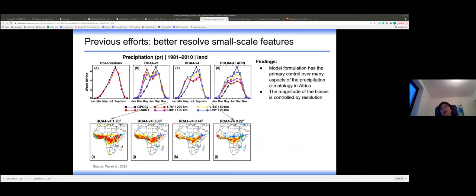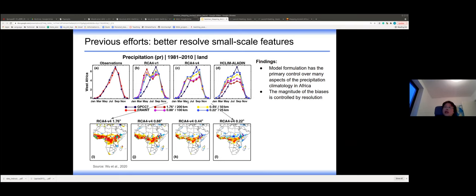But when we compare the models, they generally present a strong bias in the rainy season onset. And actually, this is a similar finding as the previous study in our previous slide. It has the strong bias here, and it's similar for different versions of the model, and also for other models. For example, this one also has a very strong early season onset. But at the same time, in the peak of the rainy season, they also considerably underestimate the rainfall.